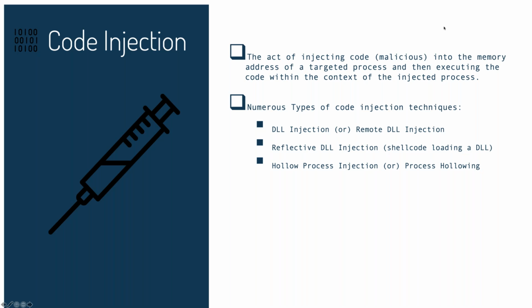Probably the 3 most recognizable are the ones listed here: DLL injection, commonly referred to as remote DLL injection. The other one would be reflective DLL injection, when we're dealing with things like shellcode, where shellcode will be loaded into the virtual memory address space of a process and then might call a malicious DLL. And the other one, which we won't see demoed but people definitely recognize the term, is hollow process injection, or process hollowing.